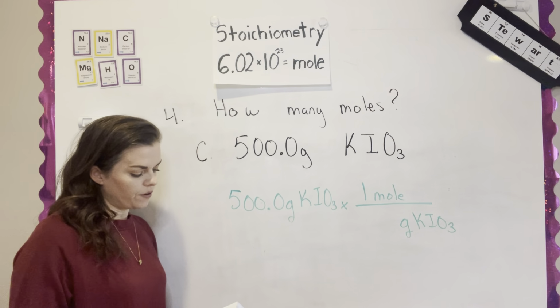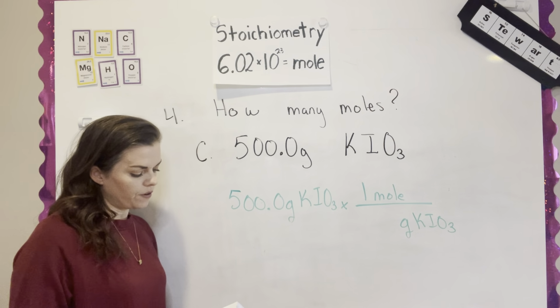So grams are going to cancel out, and we're going to be ending up with 2.336 moles of KIO3. Question number 5 has 3 parts also, and it is almost identical to question number 4. We're just working in the opposite direction. And so instead of going from grams to moles, this time we're going from moles to grams.